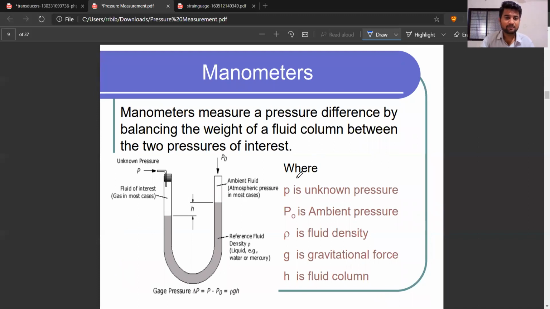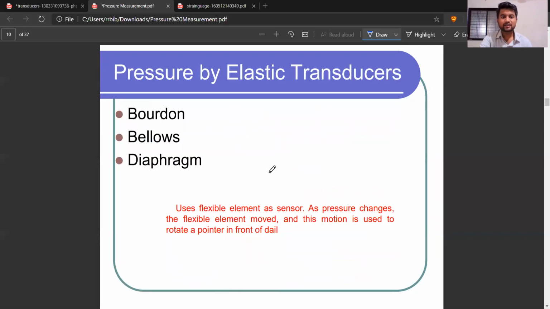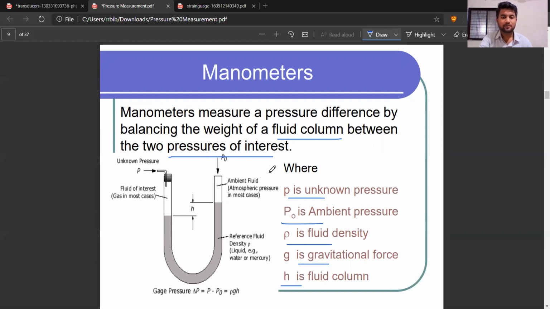So this is the typical manometer we are using to measure the pressure difference by balancing the weight of a fluid column between the two pressures of interest. This manometer you already studied in your 12th standard. P is your unknown pressure, P0 is your ambient pressure, rho is the fluid density, g is 9.8, and h is your fluid column. By using these quantities, you can measure the unknown pressure P using a manometer.